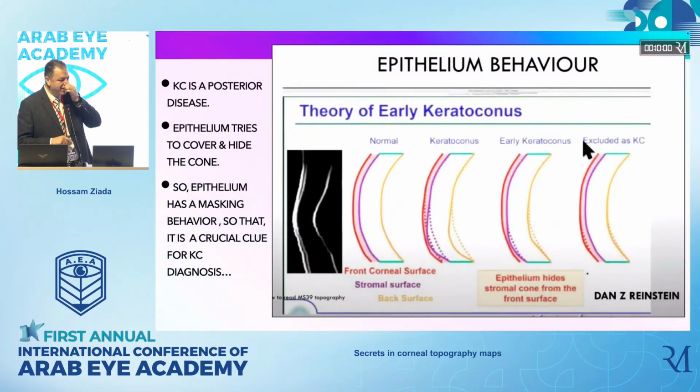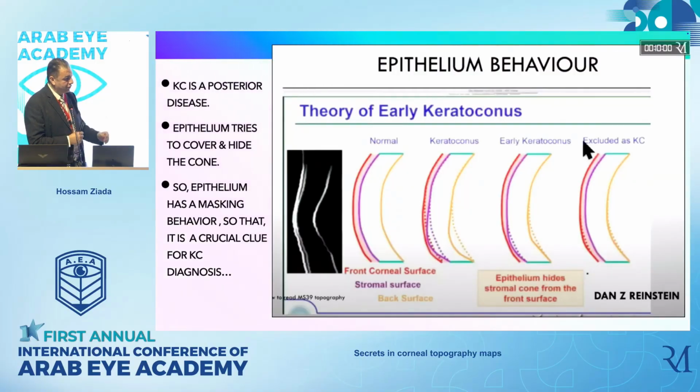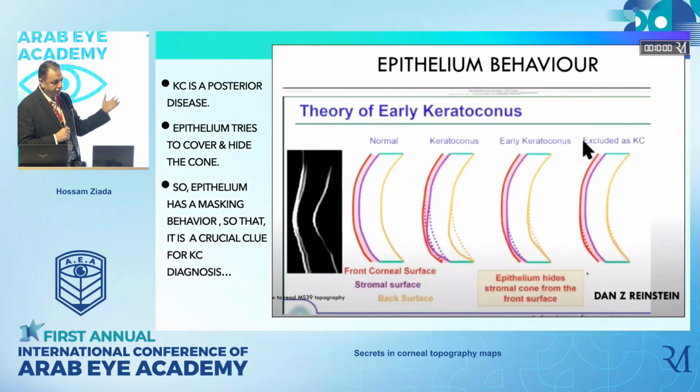And let's discuss first, or understand first, the phenomenon of the epithelial mapping. You know that the epithelial thickness is around 50 microns on the central part of the cornea. It is thicker in the center than the periphery. It's the reverse of the pachymetry map.